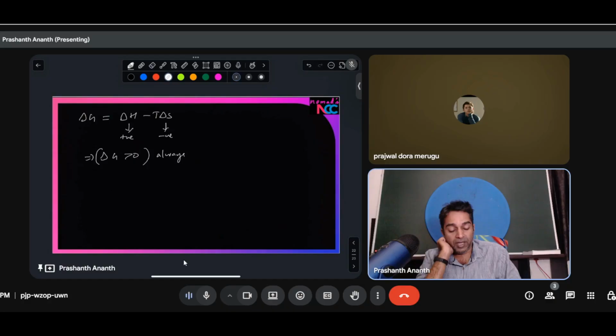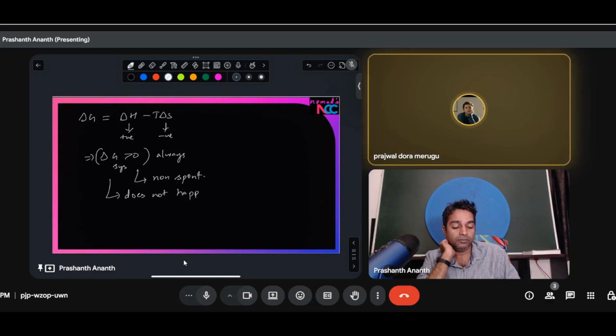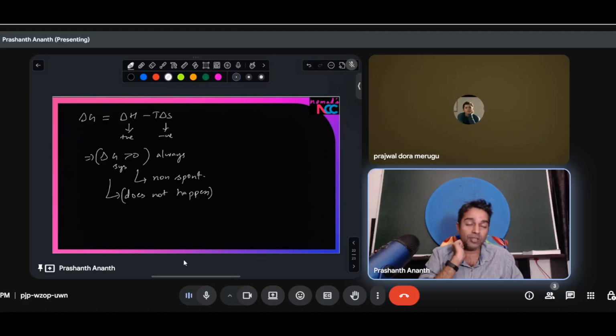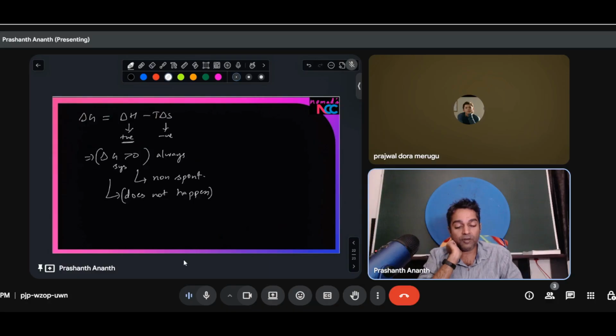Always. Meaning delta G for the system is always greater than 0, which implies this process is not spontaneous, it does not happen spontaneously. Sir, what if we reduce the temperature? Doesn't matter. Even if I reduce the temperature, I'm going to have delta H being positive here, minus of minus will become plus, that will still be plus. So having the temperature lower also doesn't really help much.